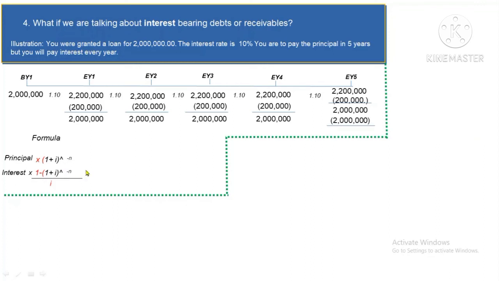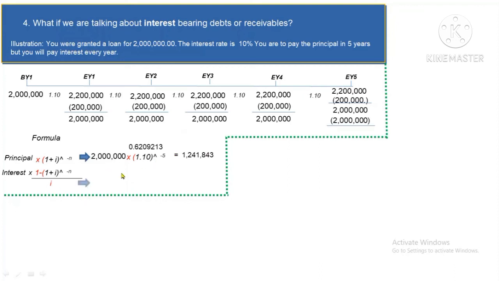Now, let's substitute. So you're gonna pay principal of 2 million after 5 years and you multiply that with 1.10 raised to the power of negative 5. If you're going to summarize this, then you're gonna get 0.6209213. So this one times this one, you're gonna get 1,241,843 rounded to the nearest whole number.